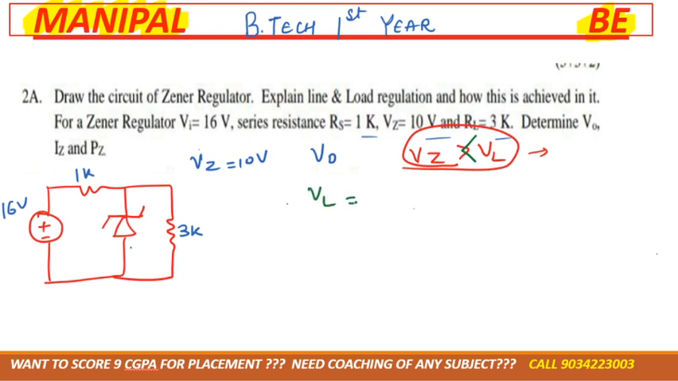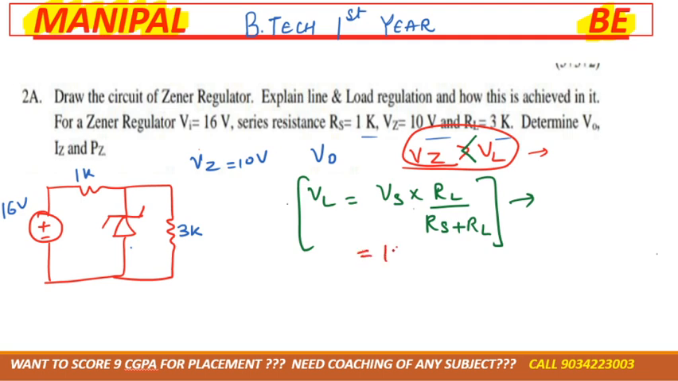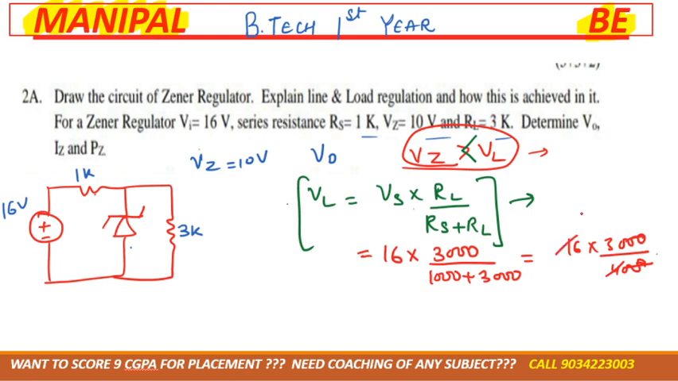Let's check it. VL by this formula: VL is equal to Vs into RL divided by Rs plus RL. I told you, for checking whether it is greater or less, we have to use this formula. Vs is 16, RL is 3000, Rs is 1000 plus 3000. Correct? So कितना आया, 16 into 3000 by 4000. So 4 4 ja 16. That would be 12 volt. So in this particular case, Vz is less than VL.